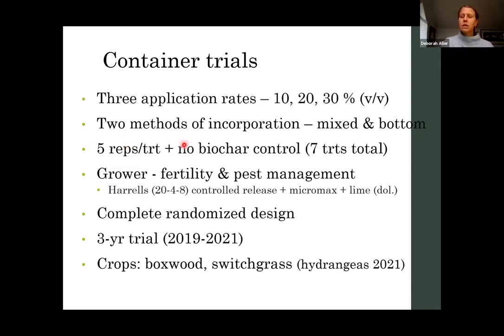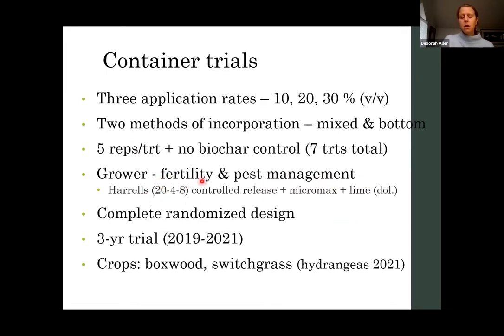And we decided to look at 2 different methods of incorporation because we were not just interested in its ability to potentially change the media itself, the structure of the media, but its ability to capture nutrients and water. So we looked at mixing the biochar both within the entire media, as well as just using it at the bottom of the container to see, could it capture some of the fertilizer running out and prevent it from running out. So we had 5 replicates per treatment, plus a control for 7 total treatments.